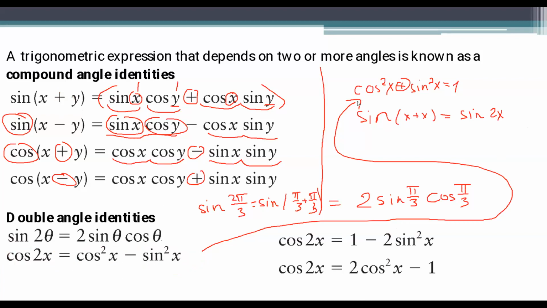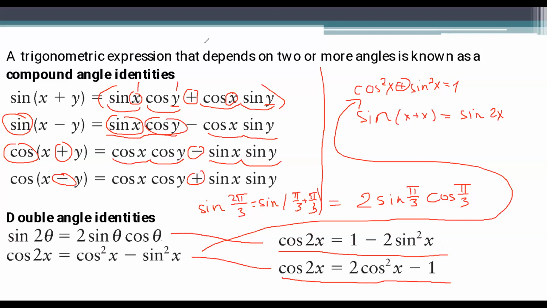Another way to write the double angle identities of cosine: cosine 2x equals 1 minus 2 sine squared x. And another one: cosine 2x equals 2 cosine squared x minus 1. How do we prove this? Fairly easily. We can use these two formulas in order to prove the one on the right-hand side. Let me show you.